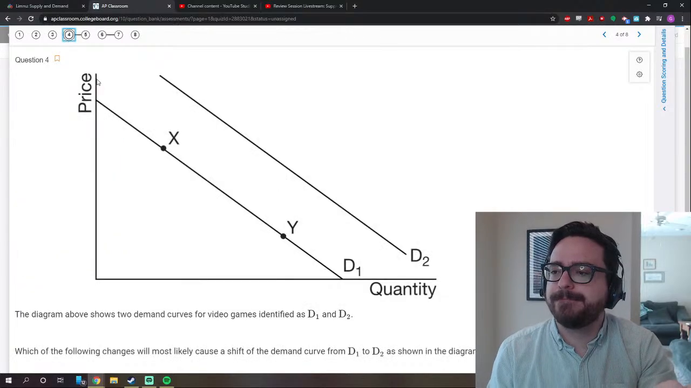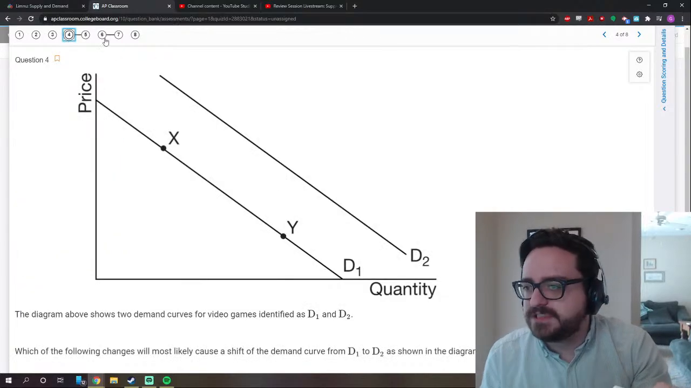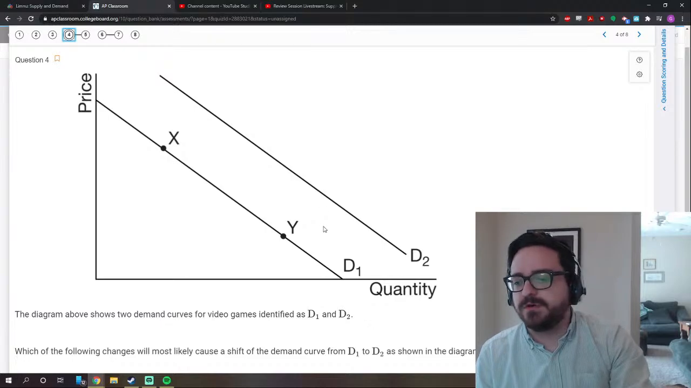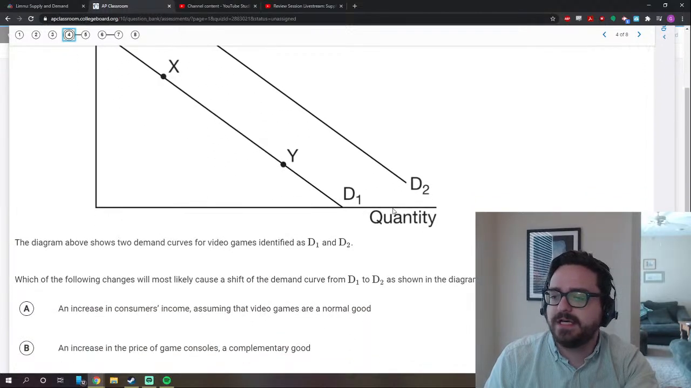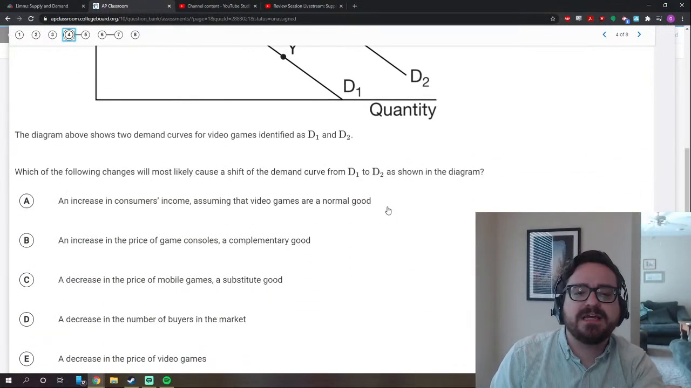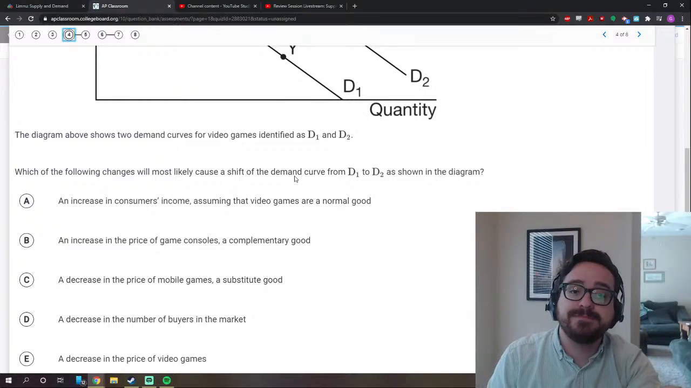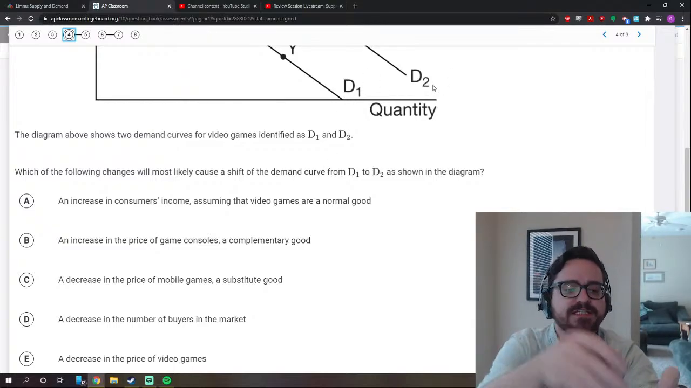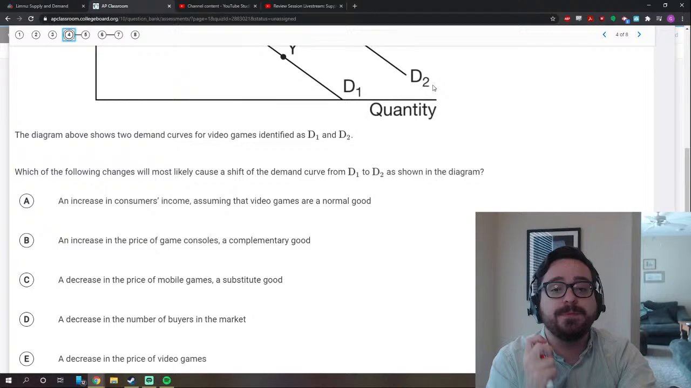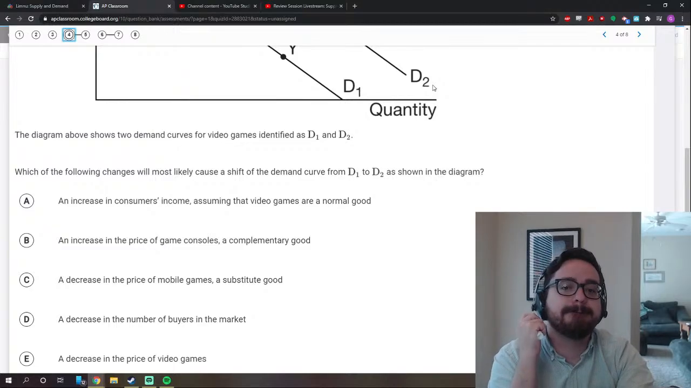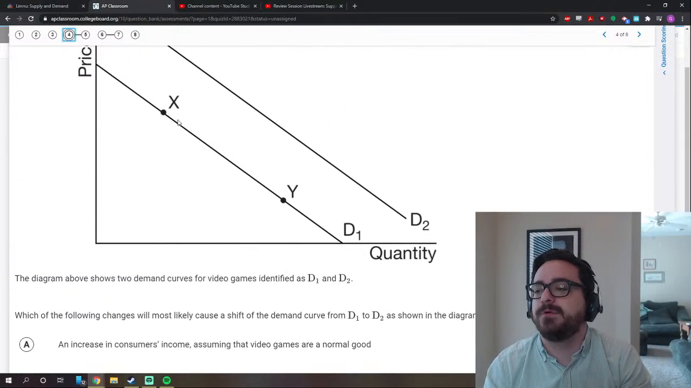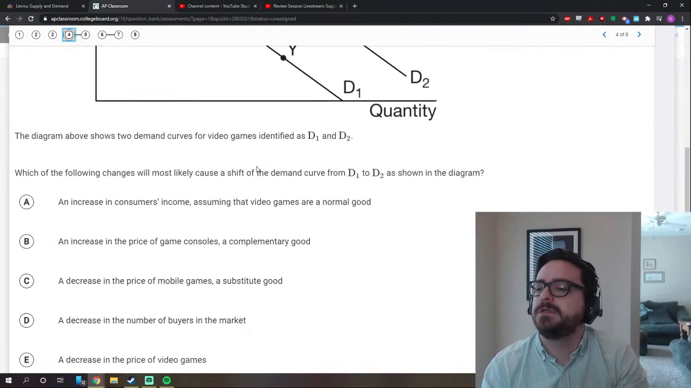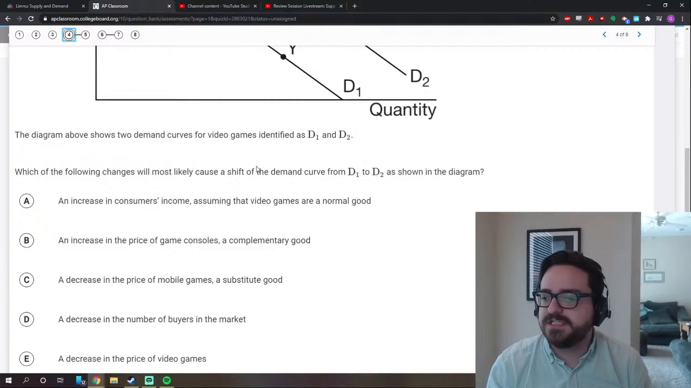Number 4. Here we go. It's two questions connected here based off of this visual. We've got two demand curves, D1 and D2, and two points, X and Y, along D1. Which of the following changes will most likely cause a shift of the demand curve from D1 to D2? Again, a shift of the demand curve means people want the good more. A shift along this curve, going from like point X to Y, we'll get to in a second. So what gets us to go from D1 to D2?